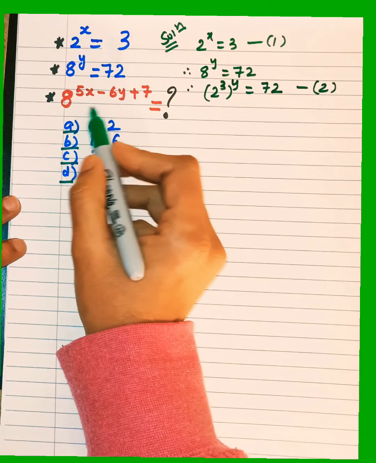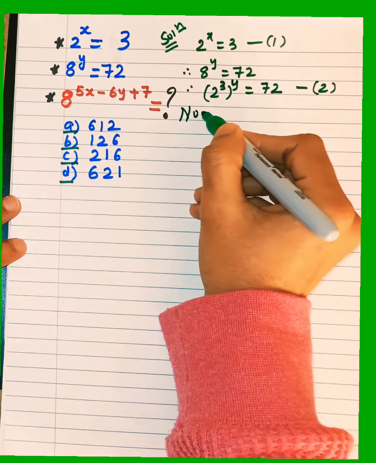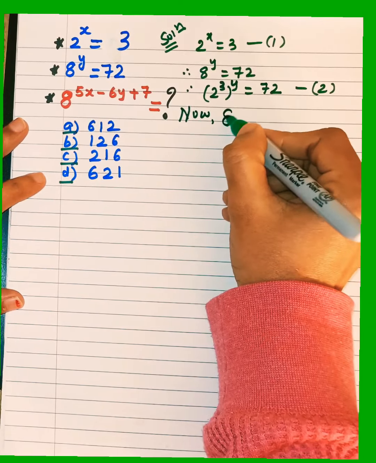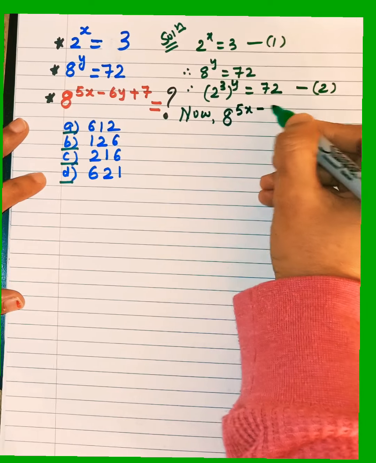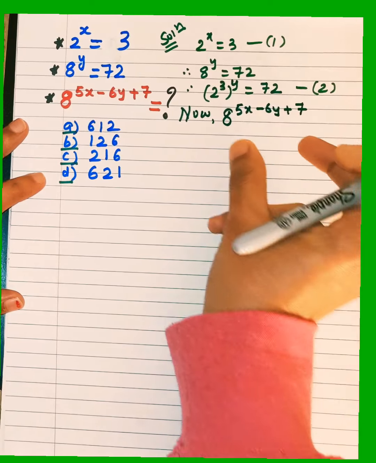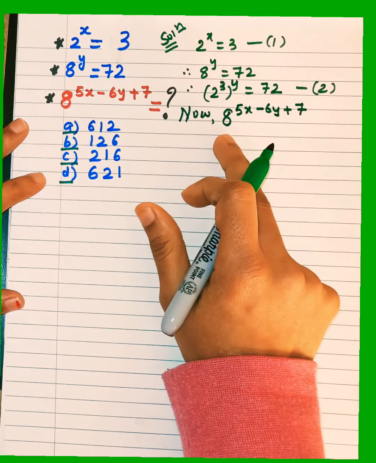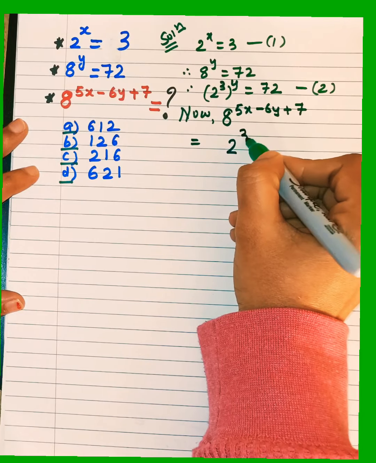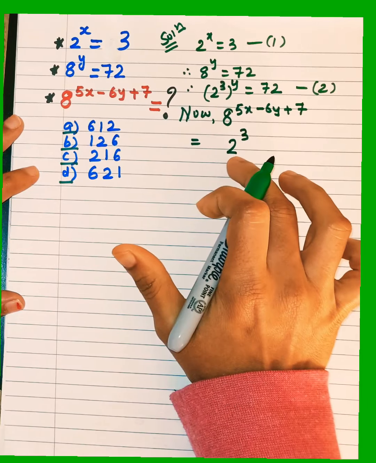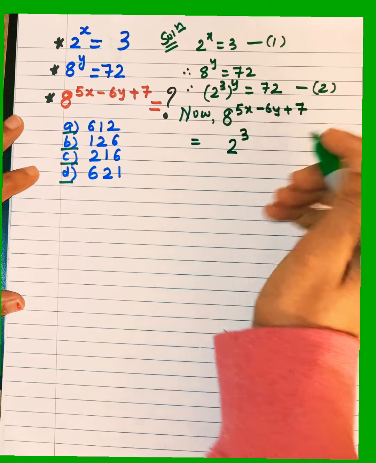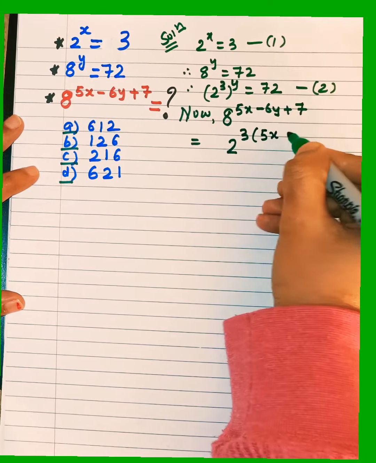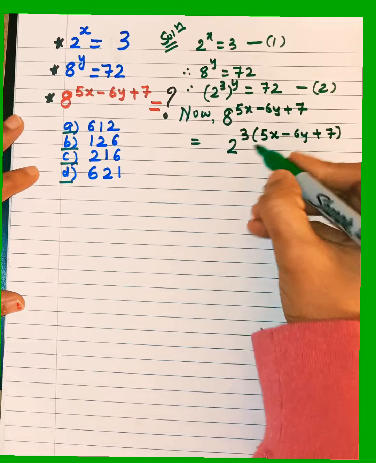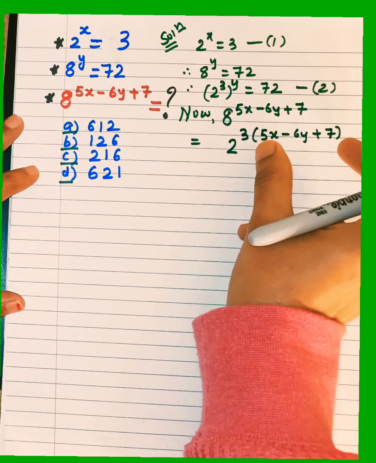Now this we need to find out. Moving ahead with this part, what we need to find is 8 raised to 5x minus 6y plus 7. First of all, again 8 is given here, so in place of 8, we can write 2 cube. I am writing 2 raised to 3, and this whole term, 5x minus 6y plus 7, I am keeping as it is. Simply, in place of 8, I have written 2 cube, and the rest I have kept as it is.